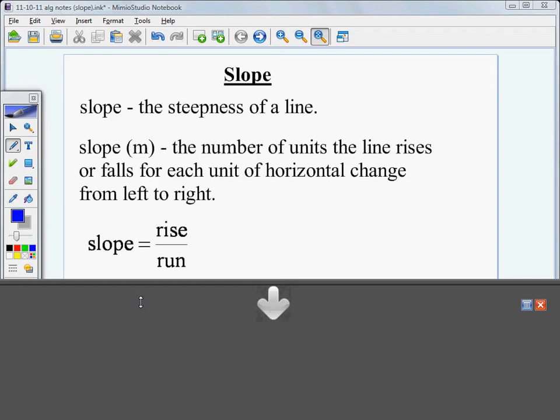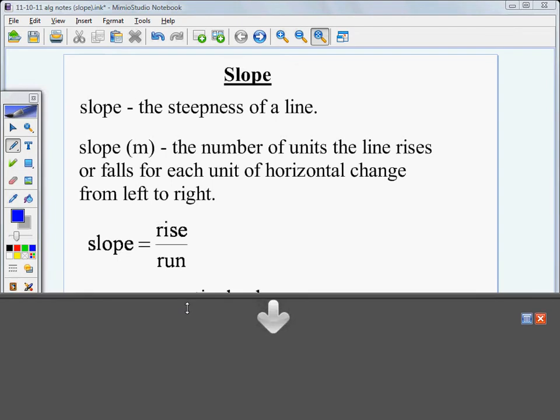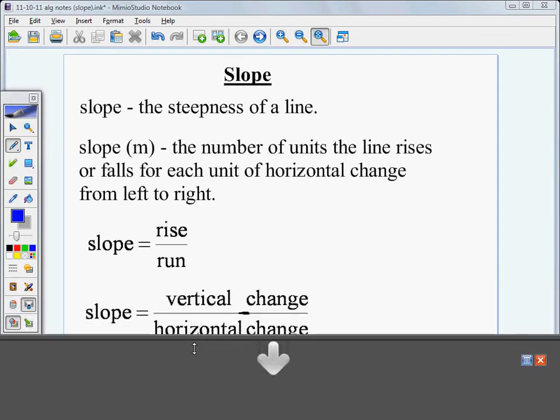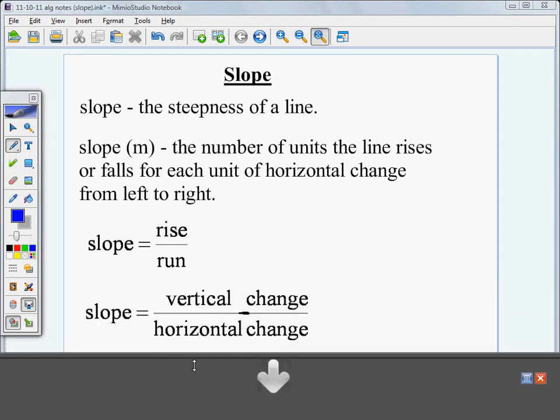Okay, so as it said on the previous one, the line's rising and falling, that's the rise. And then the horizontal change from left to right, that's the run. Rise is up and down, that's vertical. And run is left and right, that's horizontal. So sometimes you'll hear people refer to slope as the vertical change over the horizontal change.